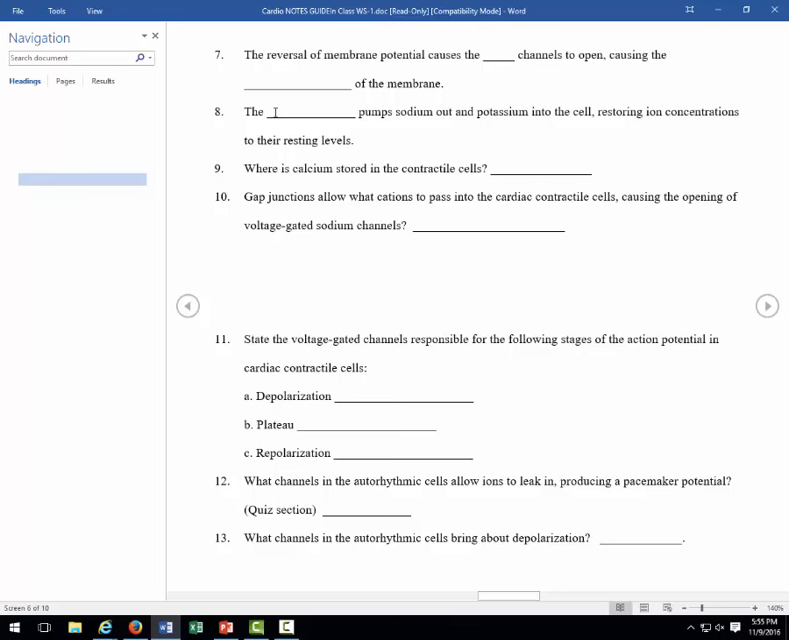And number 8, everybody knows this one, I hope.